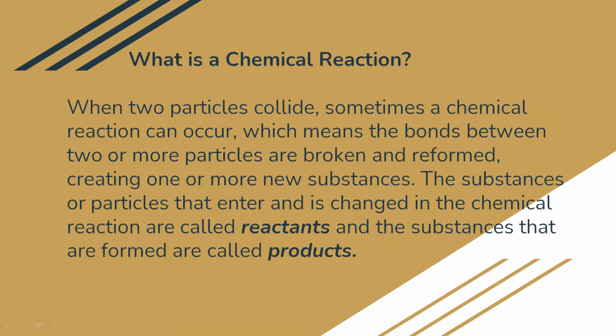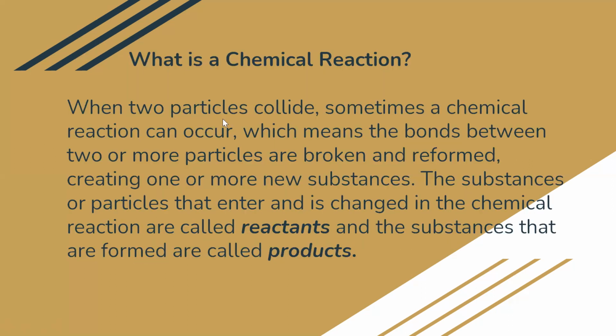What is a chemical reaction? When two particles collide, sometimes a chemical reaction can occur, which means that bonds between two or more particles are broken and reformed, creating one or more new substances. The substances or particles that enter and are changed in the chemical reaction are called reactants, and the substances that are formed are called products. Again, the substances or particles that enter and are changed in a chemical reaction are what we call reactants, while those substances being formed are what we call products.